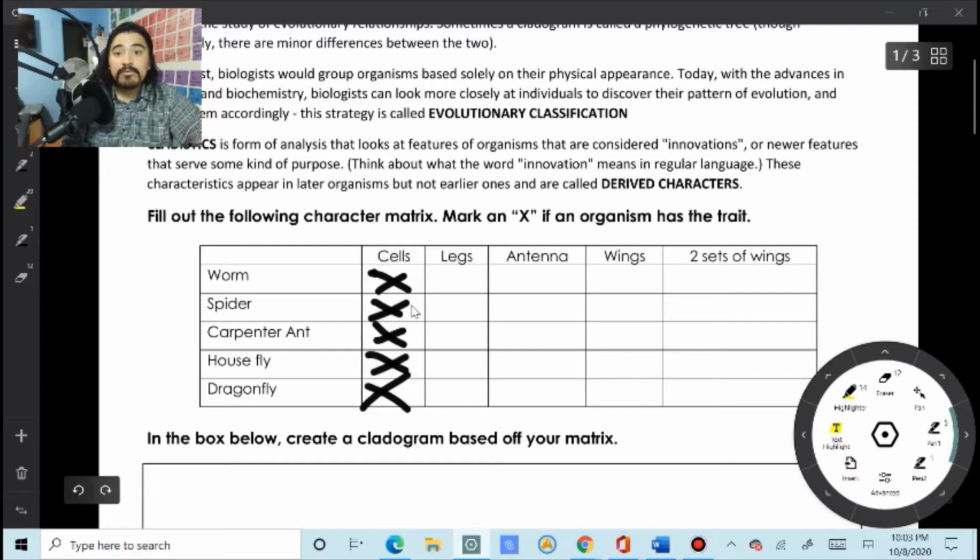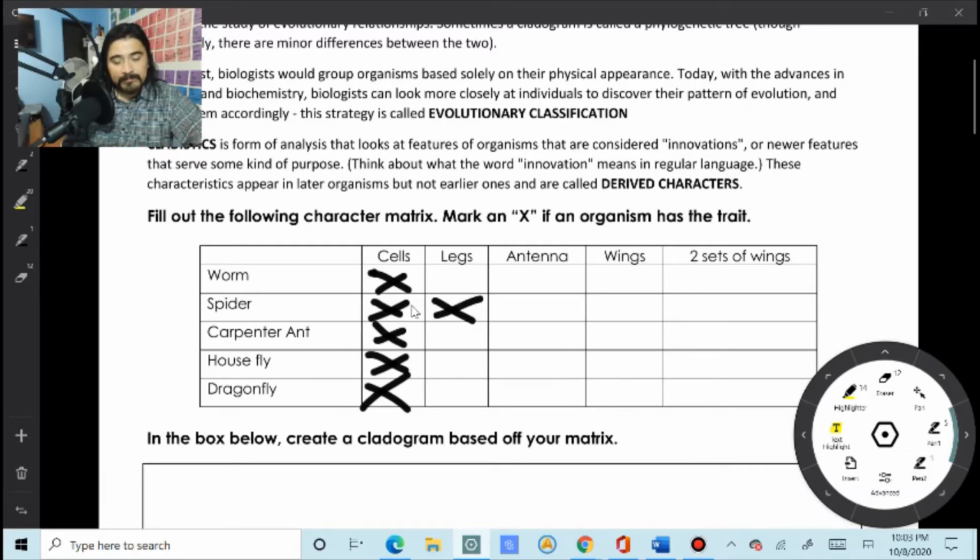All right, now we're going to move on to legs. We're going to see whether or not these organisms have legs. A worm. Do worms have legs? Pause. No, worms do not have legs. So we're going to leave that one blank. A spider. Does it have legs? Pause. Yes, spiders have 8 legs.